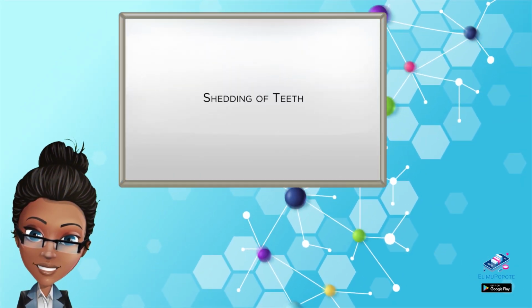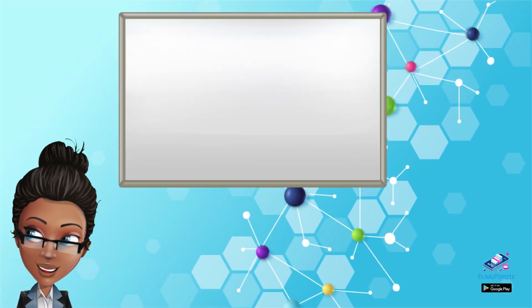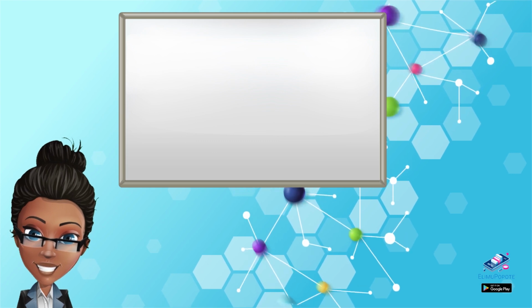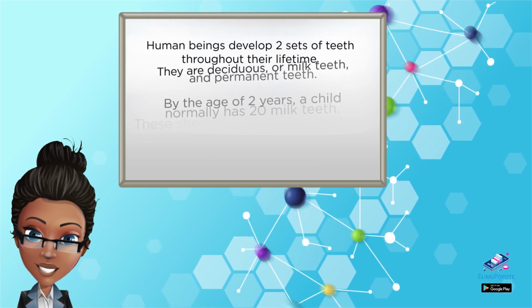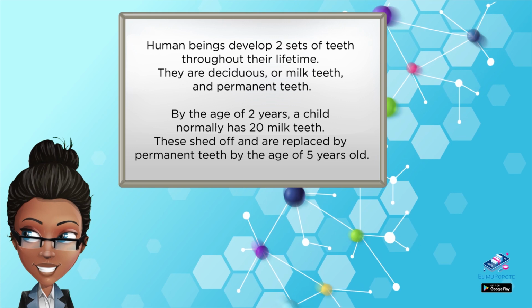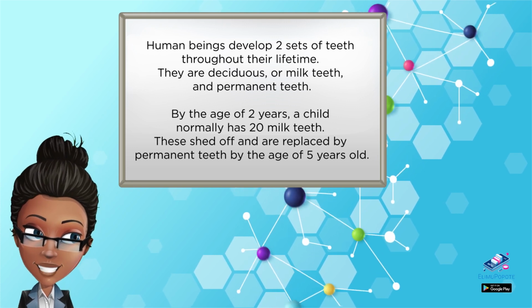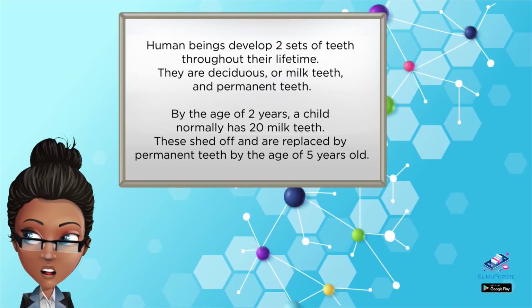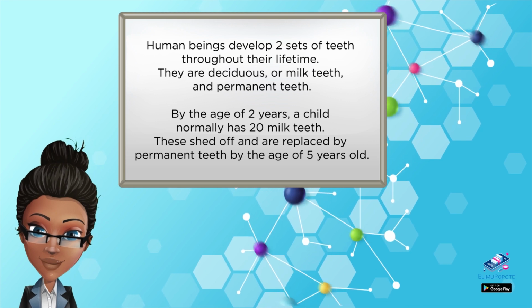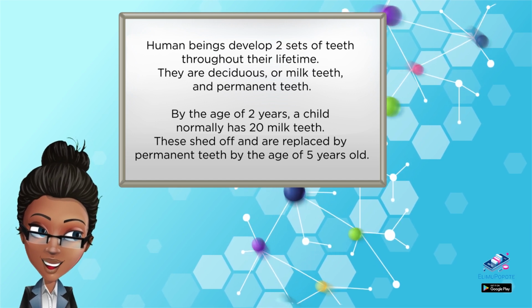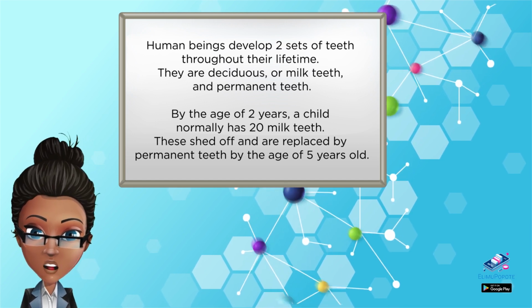Shedding of teeth. Human beings develop 2 sets of teeth throughout their lifetime. They are deciduous, or milk teeth, and permanent teeth. By the age of 2 years, a child normally has 20 milk teeth. These shed off and are replaced by permanent teeth by the age of 5 years old.